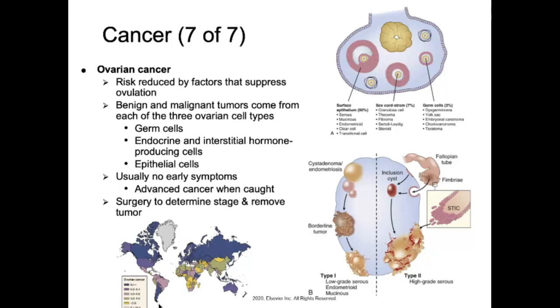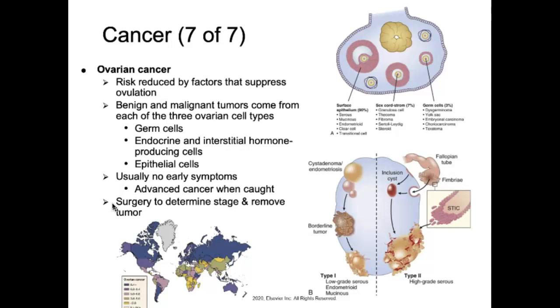As far as treatment, surgery is going to be used in order to determine the stage and also to remove the tumor. In advanced cases, we may do a hysterectomy, removing the ovary and possibly the fallopian tubes, and receiving radiation and chemotherapy.